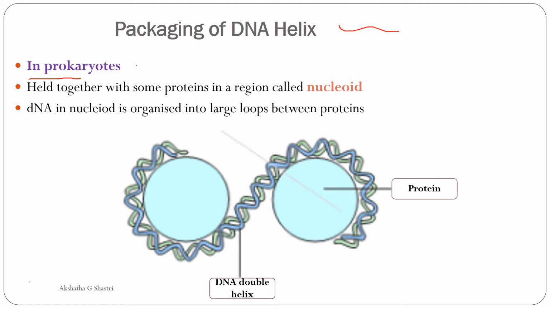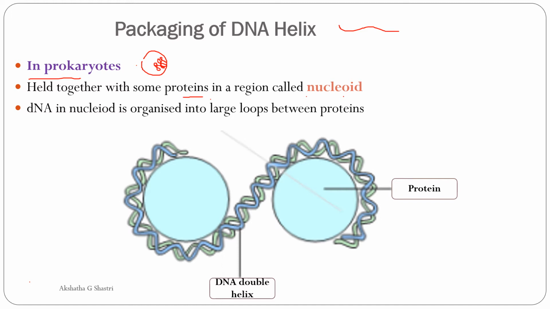In case of the prokaryotes, they do not have any definite nucleus, right? And the DNA found in the prokaryotes is scattered inside the cell, without any proper nucleus. The DNA is held together with some kind of proteins, and the region where these proteins are found is the nucleoid region. The DNA in this nucleoid is organized into large loops between the proteins.